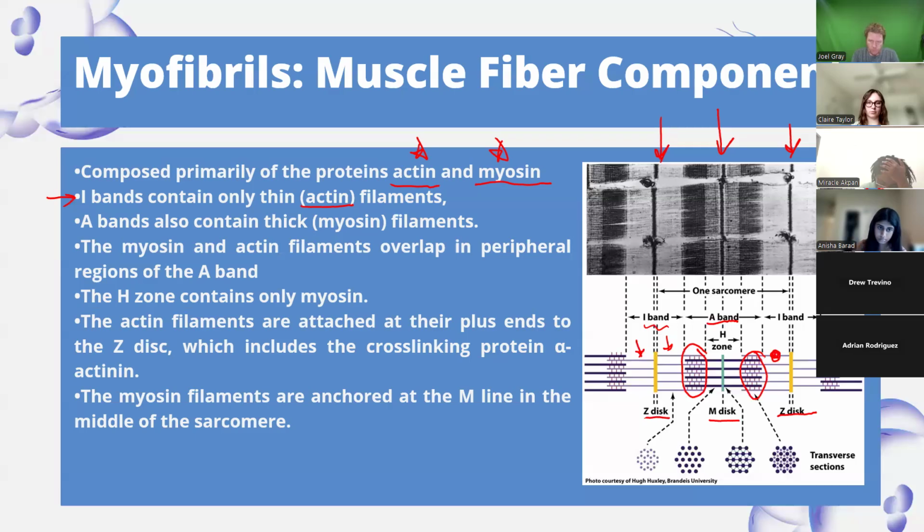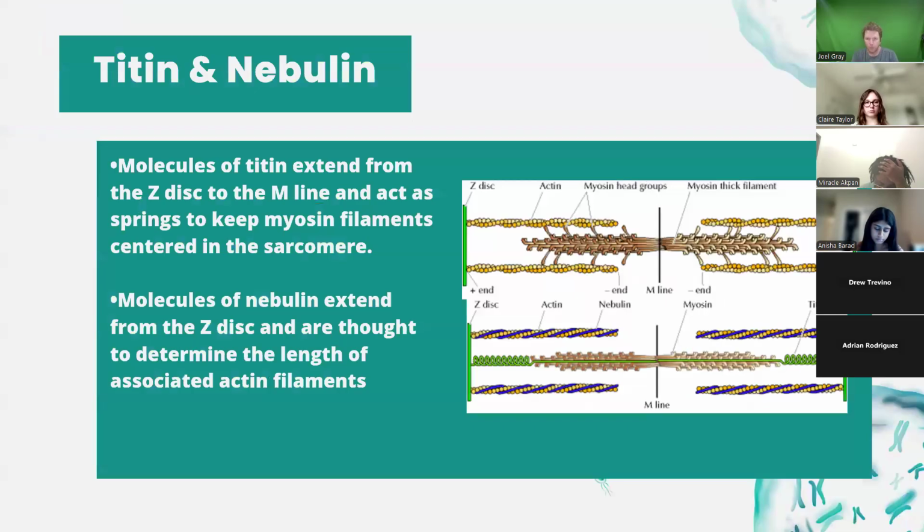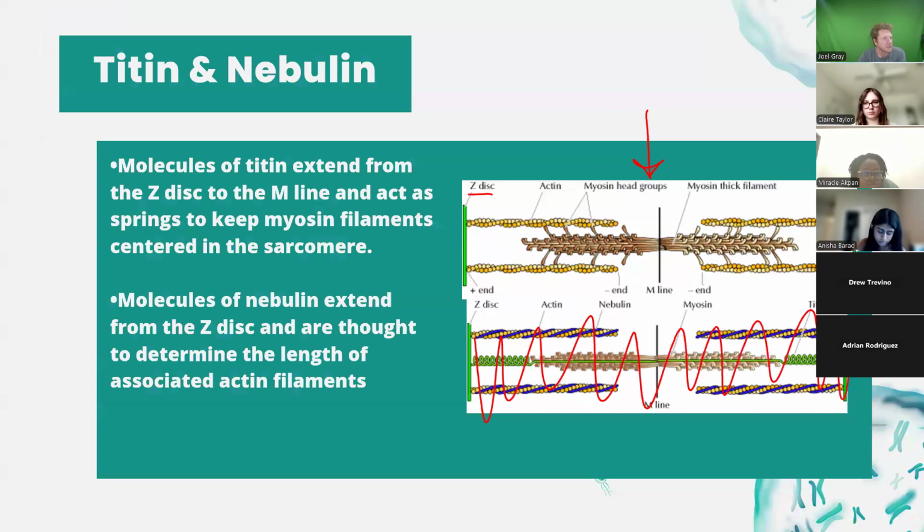Now, there are other proteins that are involved here. Actually, before we get to those other proteins, what I'd want you to do is look at this structure right here, or this model. I'm going to scribble out this one so you don't get lost on that. What we have is a Z disc, and here is a thin actin filament projecting outward toward that M disc or that M line.